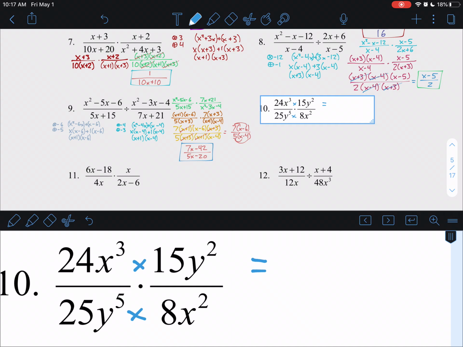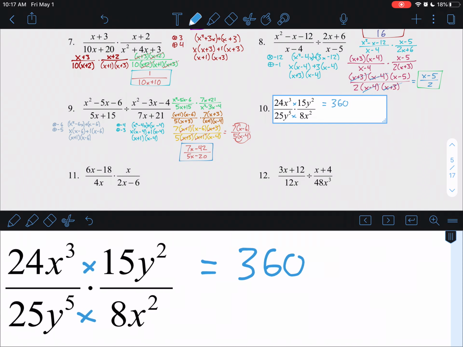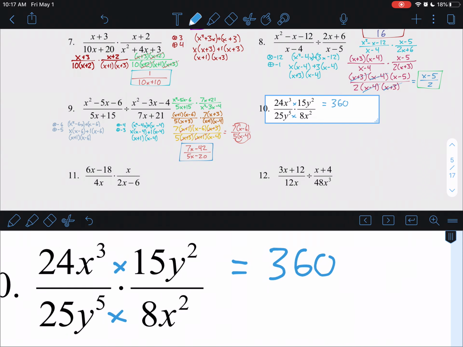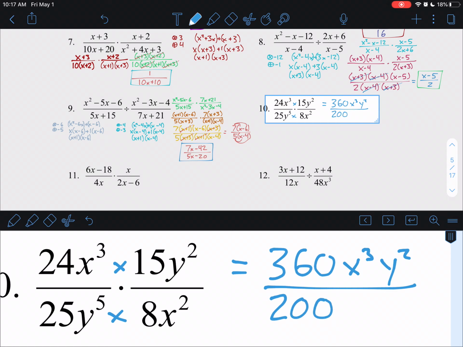So, 24 times 15. This is going to be the problem with this problem, those big numbers. So 24 times 15 is 360. Then I have x to the third times y squared. So x to the third, y squared, over, and then I've got 25 times 8 is 200. And then I have x squared times y to the fifth.